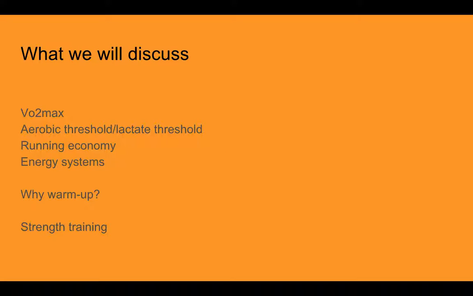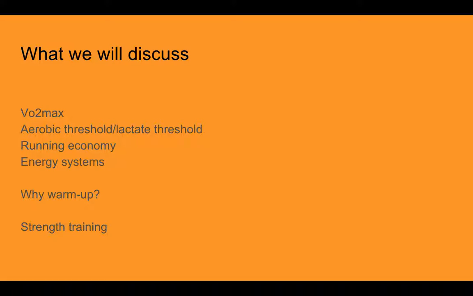So what we will discuss. We're going to go through some terms that you may or may not be familiar with. I suppose the most common ones that get thrown around a little bit are VO2 max, aerobic threshold slash lactate threshold, running economy, a very, very brief energy system chat, discussing why we warm up, and also the role of strength training in running.